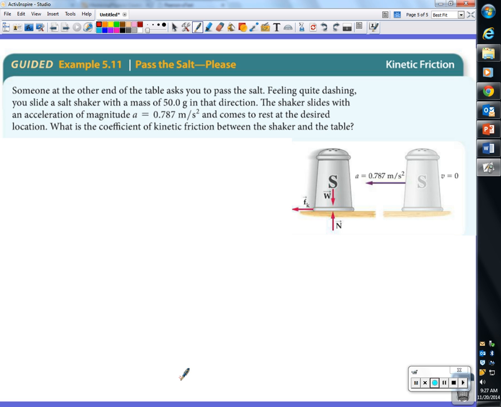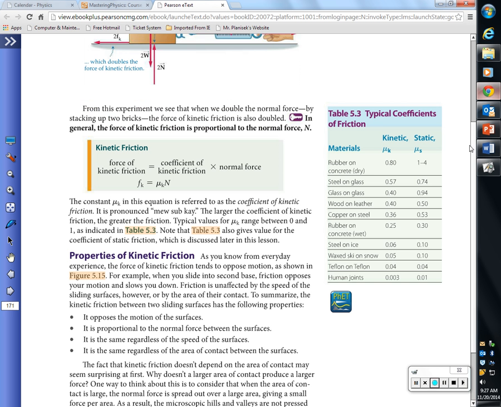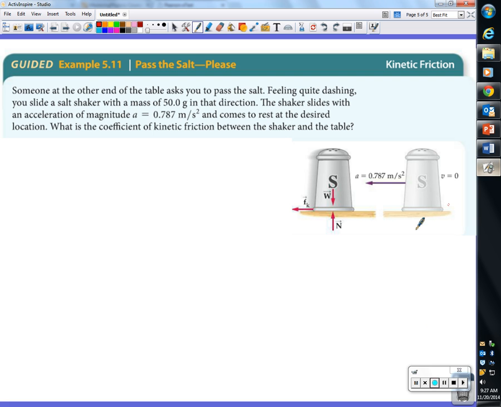So, going back to table 5.3, right, that we were just looking at, salt shaker on table doesn't show up here, right? So, it's asking us to calculate that coefficient of friction. I don't know if salt shaker on table makes it too many lists. I don't really know. So, let's work the process.